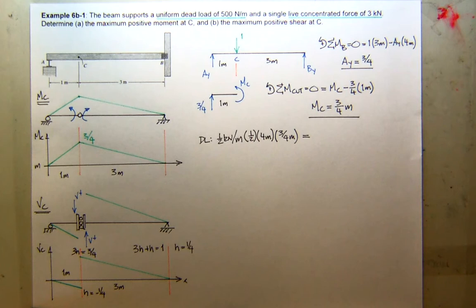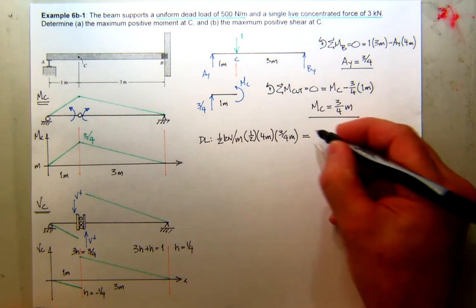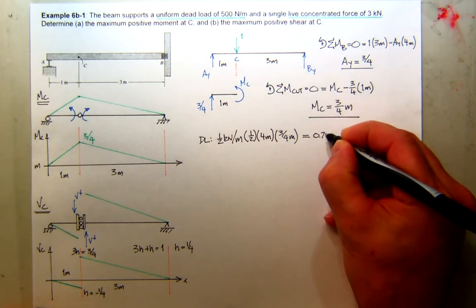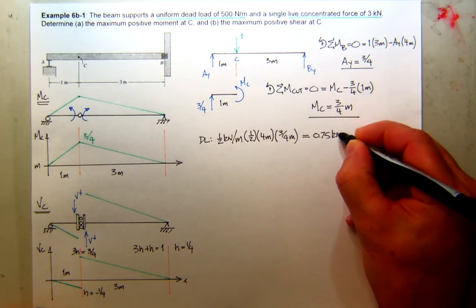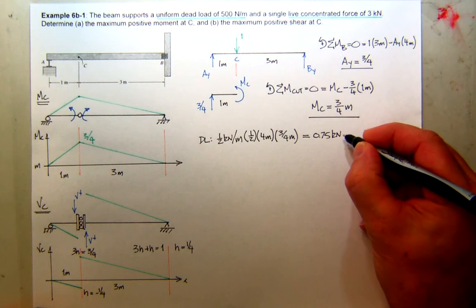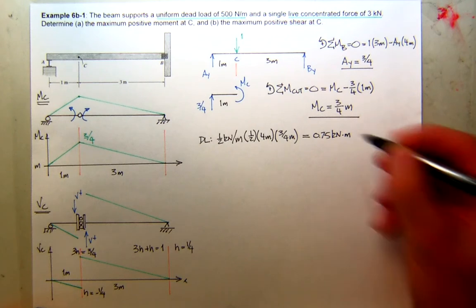So what is that? Is that 0.75 kilonewton meters? Hello? Anybody there? I guess not. 0.75, thank you. Someone is there.